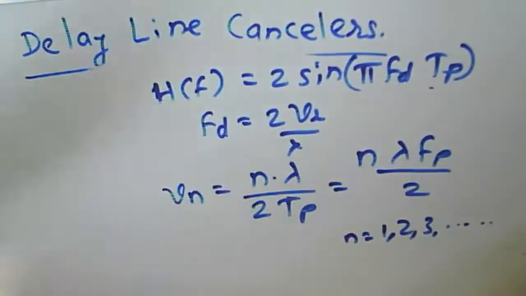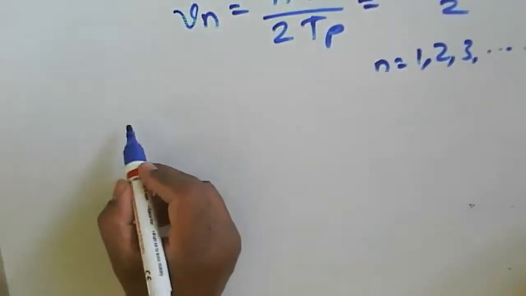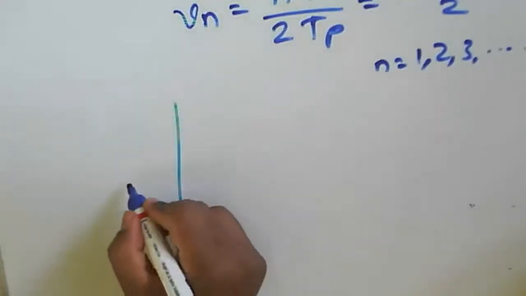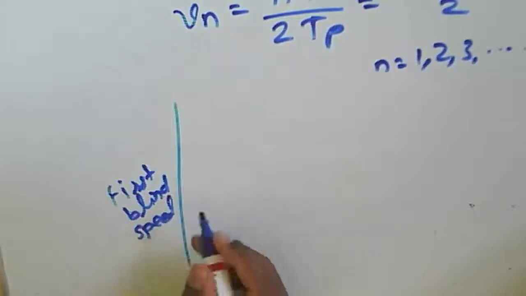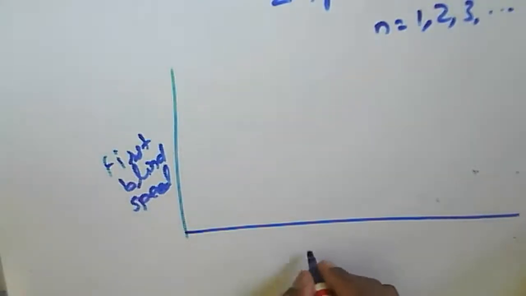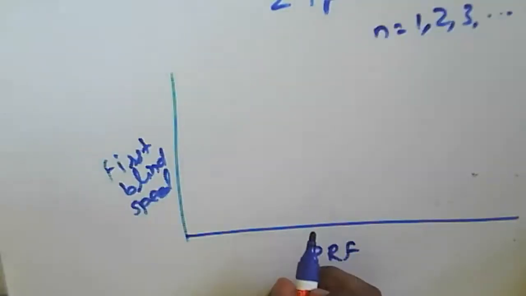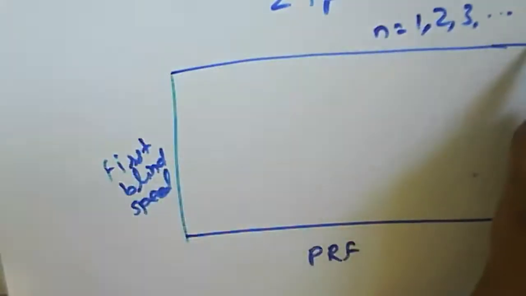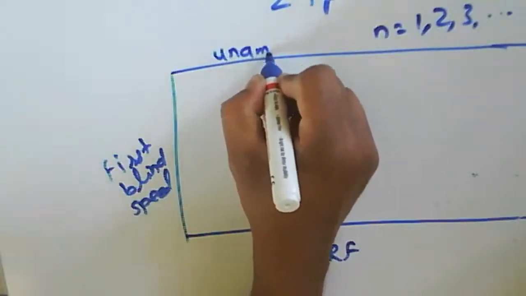Now if I draw here at what particular pulse repetition frequency we are getting the blind speed, this is the first blind speed, considered at a given pulse repetition frequency. At a given pulse repetition frequency we can get multiple blind speeds. So the first blind speed for a given band, this is nothing but the unambiguous range.